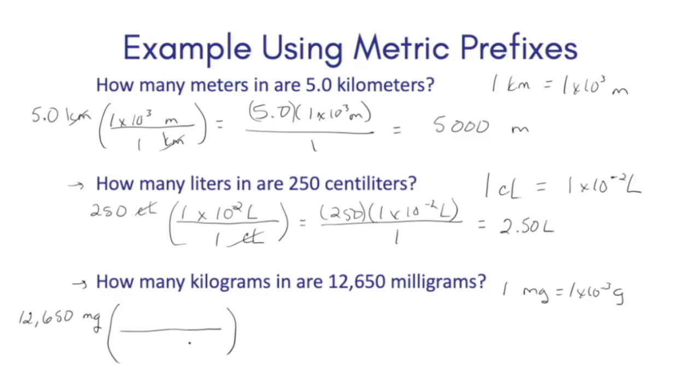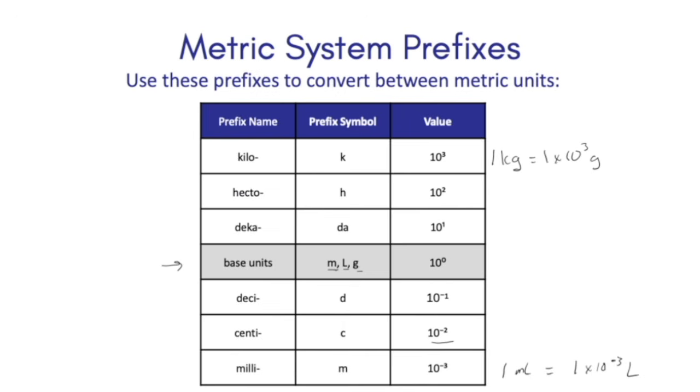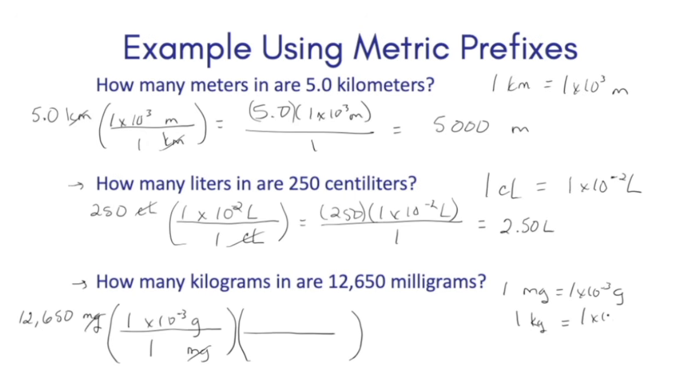So let's plug this in. Milligrams we're getting rid of, going to grams. And 1 milligram equals 1 times 10 to the negative third. My next step, since I converted from milligrams to grams, is to go from grams to kilograms. So let's get our conversion for that. That would be 1 kilogram equals how many grams? 10 to the third grams, a positive exponent. So I'm going to put my grams at the bottom, my kilograms at the top.